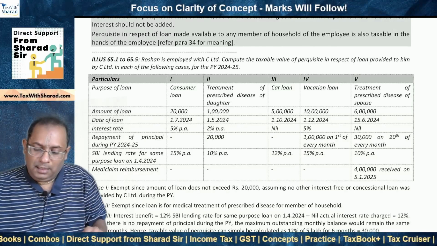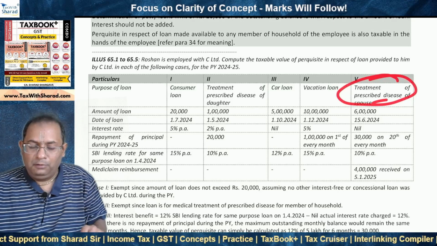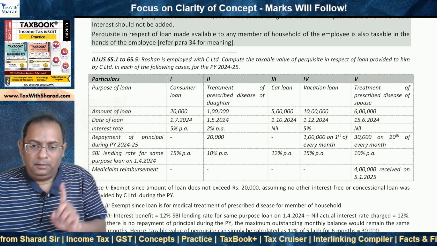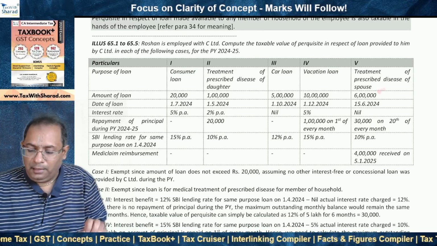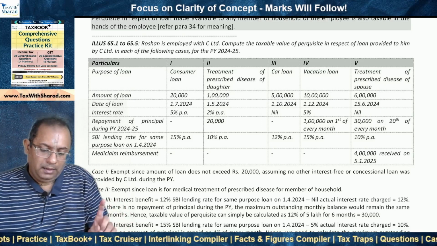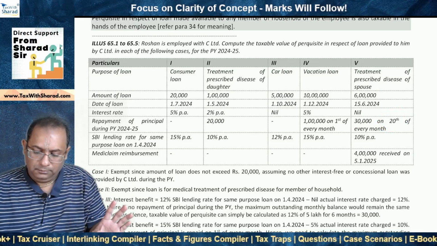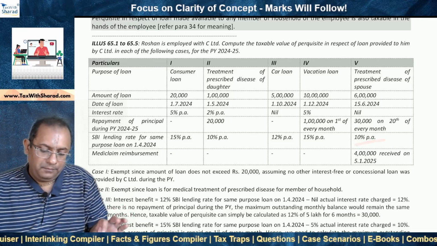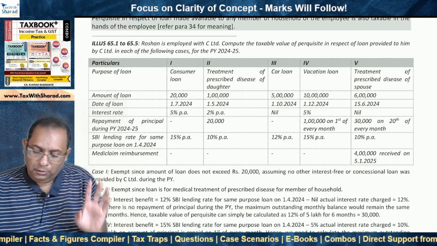Now case 5, which is the last case, and the loan is for treatment of prescribed diseases of spouses. Spouse is member of household. Medical loan is taken. Okay. So it will be covered. The loan is for 6 lakh taken on 15th of June 2024, 0% interest, and repayment of principal is 30,000 on 20th of every month. SBI rate is 10%, and medical reimbursement, health insurance, it is also received.